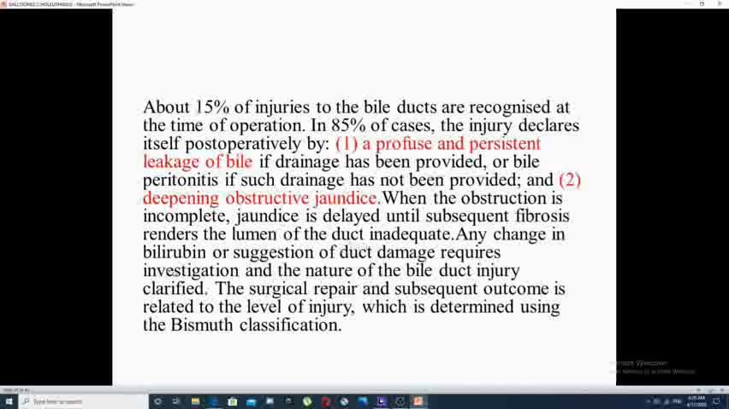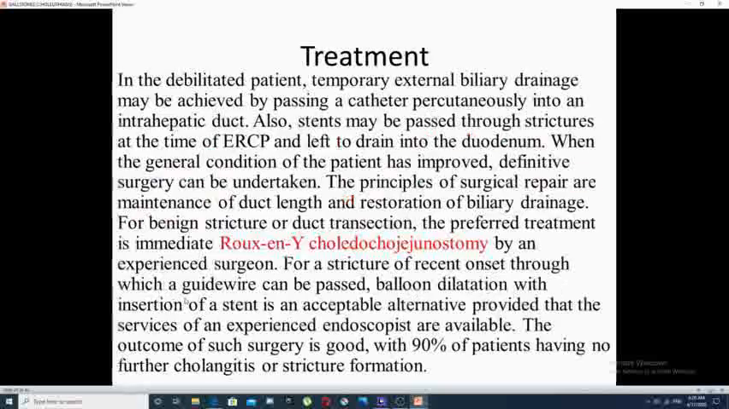Any change in bilirubin or suggestion of duct damage requires investigation. The nature of the bile duct injury should be clarified. Surgical repair and subsequent outcome are related to the level of injury. How to treat these patients?